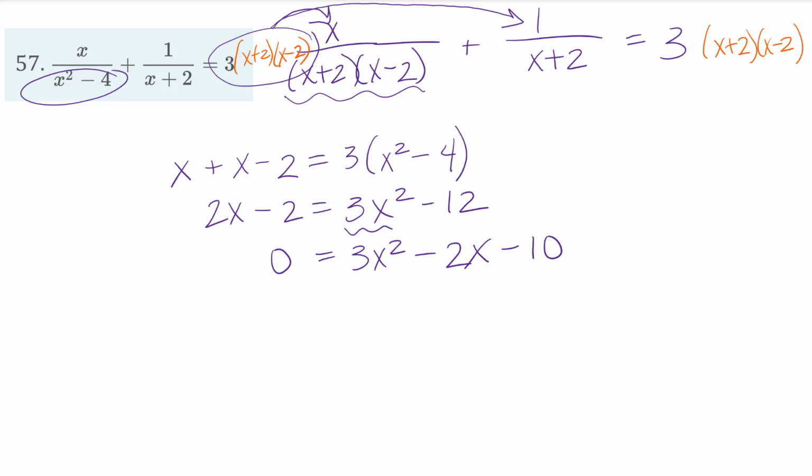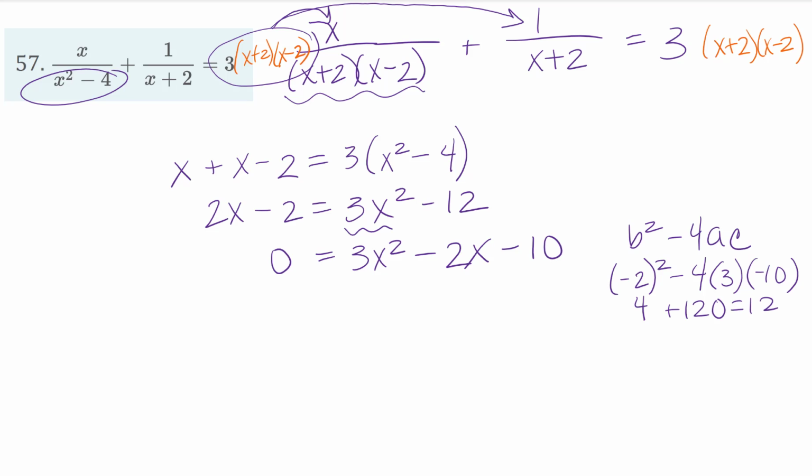Okay, so again, I can test out my discriminant to see if I have a factorable equation. So if you plug in b squared minus 4 times a times c, you end up getting 4 plus 120, which is 124. Not factorable. Okay, so that just means since this is not a perfect square, our equation is not factorable. So we're going to use the quadratic formula.